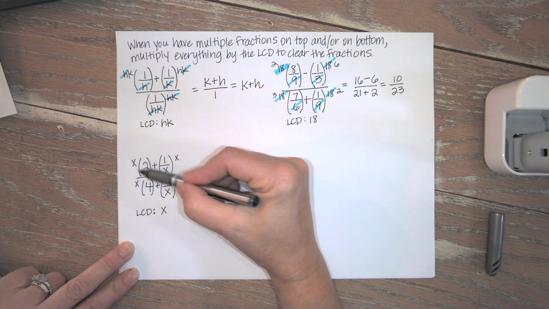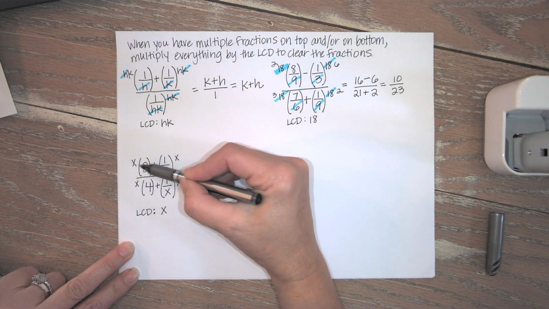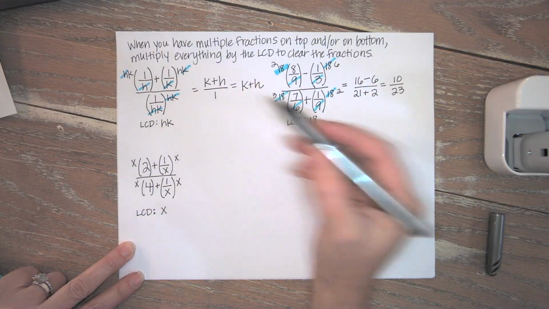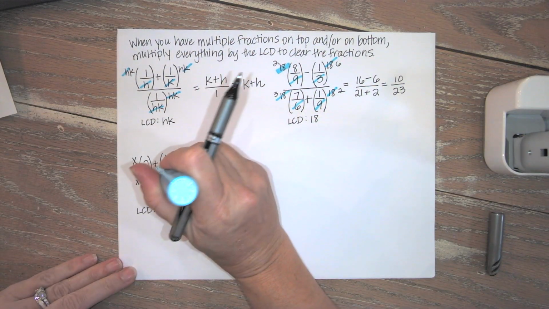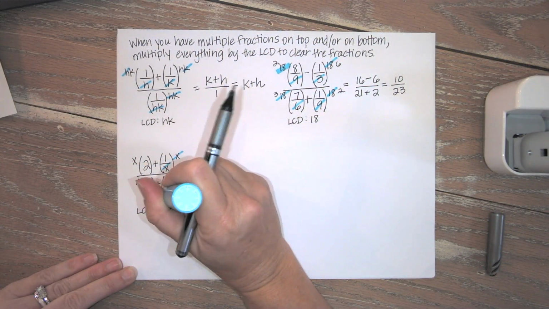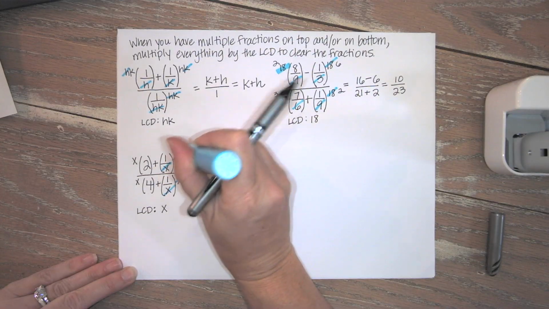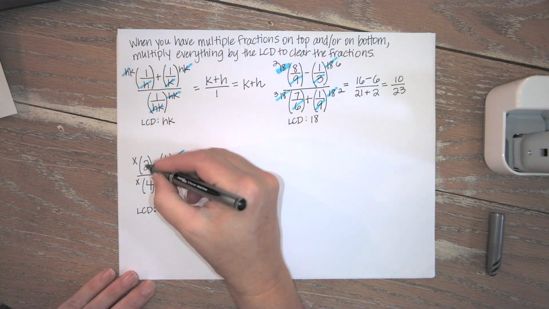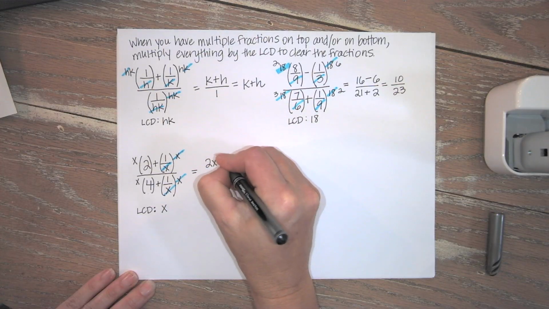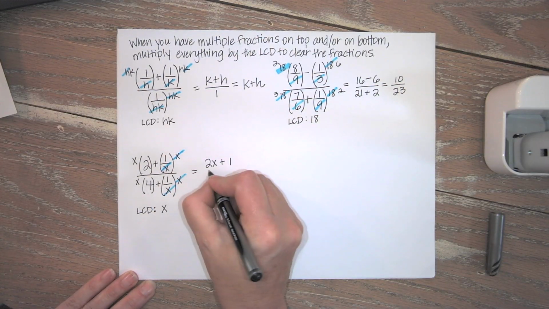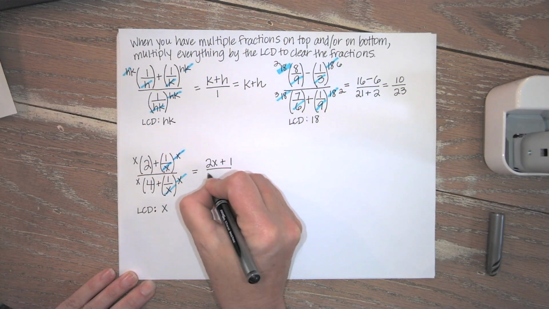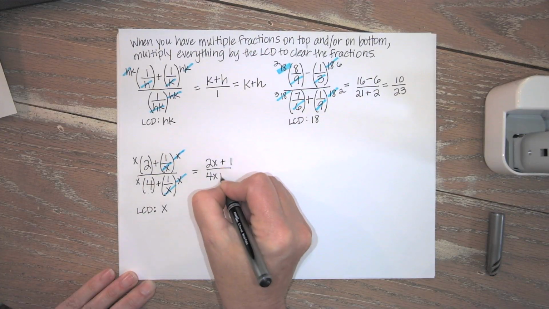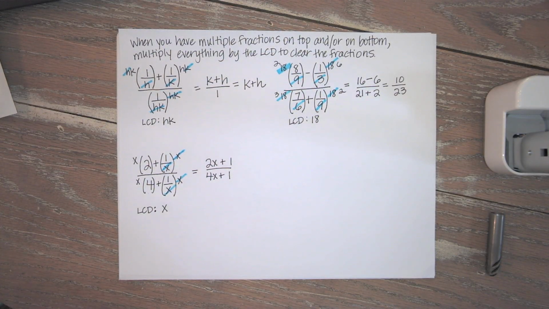Okay, so nothing's going to cancel out on these. Once again, these are on top. This is going to get multiplied by the x, but nothing cancels out. Here, the x's will cancel, and here, the x's will cancel. All right, so I'm going to have 2x plus 1 on the top, and 4x plus 1 on the bottom.